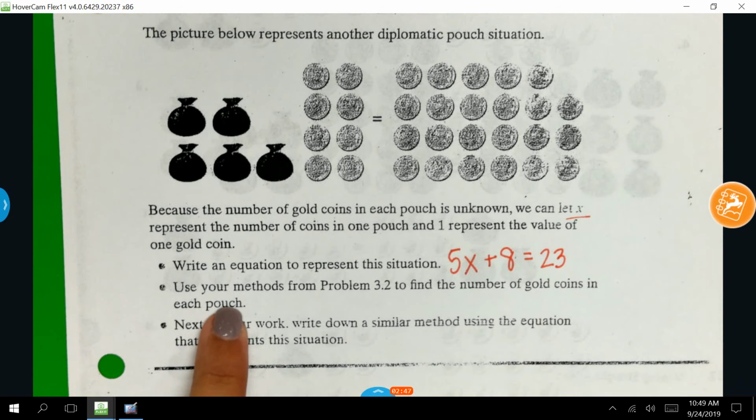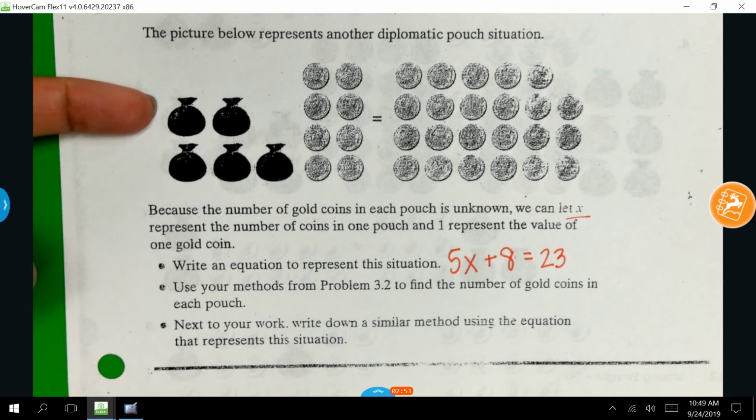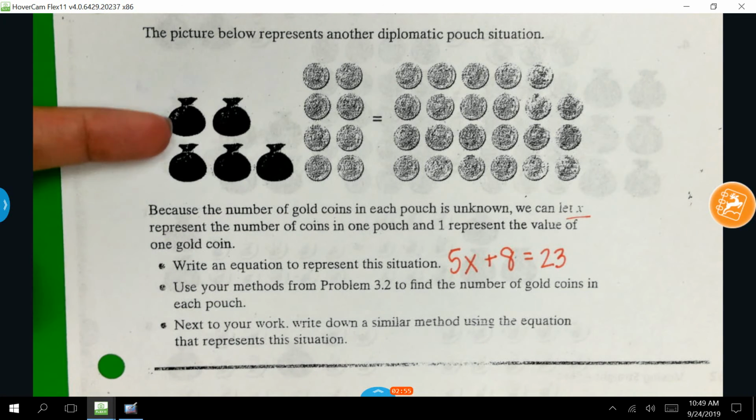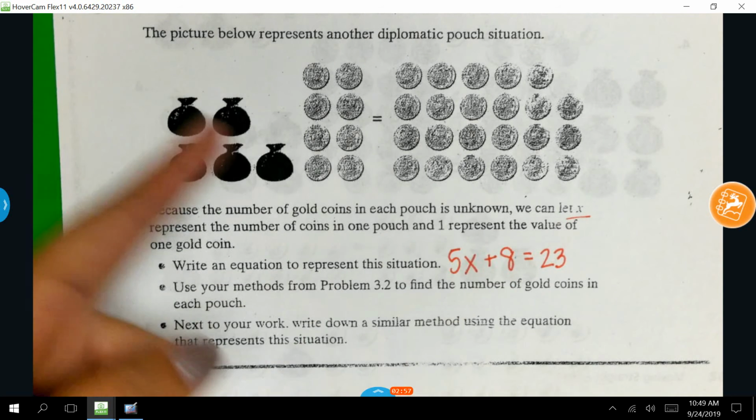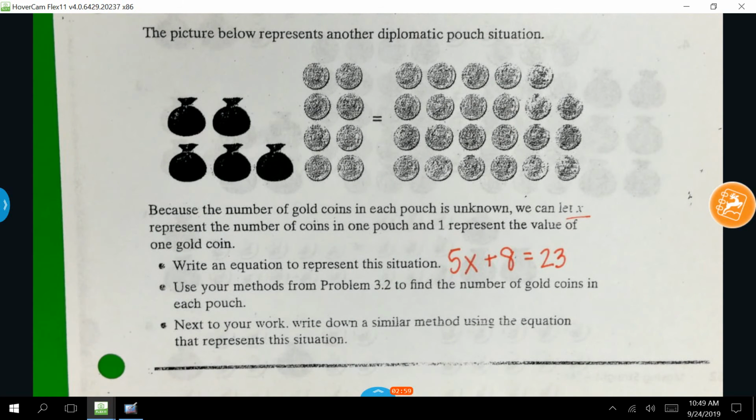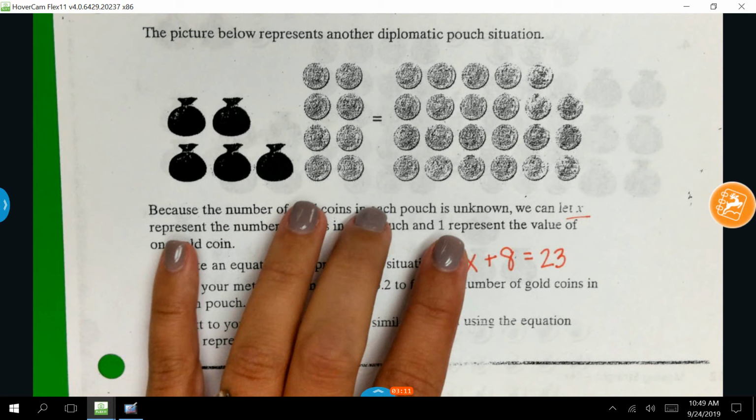Now they want us to use the methods that we learned yesterday to solve how many coins are in there. So we're going back to our picture now to see how many coins are in each pouch. So looking at that, what would be the very first step I need to do? Charlie? Yeah, bags on one side, coins on the other. So what does that mean I need to do first? Bella?